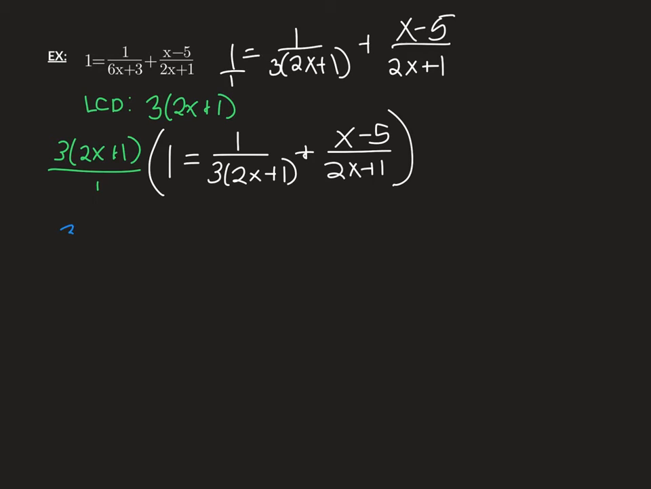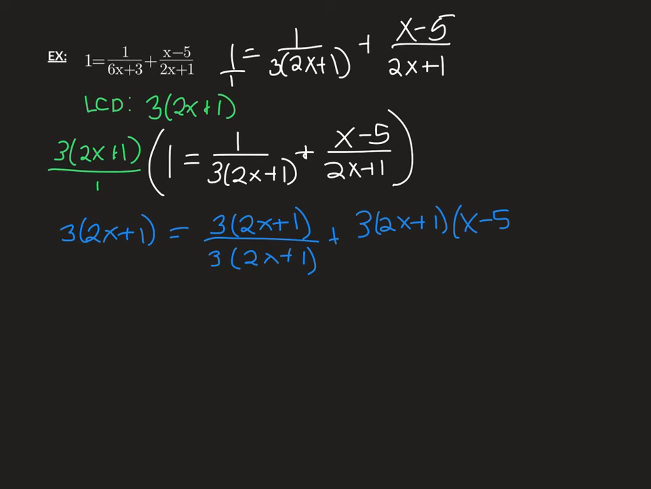I'm going to get 3 times 2x plus 1 equals 3 times 2x plus 1 over 3 times 2x plus 1 plus 3 times 2x plus 1 times x minus 5 over 2x plus 1. And the reason I'm going to do that is because now I can start to cancel things that are alike. So for example, that whole fraction becomes 1.